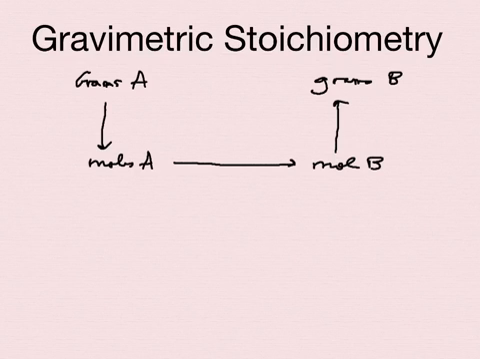Okay, the first kind of stoichiometry, besides the simple mole to mole we did a few minutes ago, or just shortly before you start this section, is gravimetric stoichiometry. Now, think about G, gravimetric, is going to involve grams. It's going to involve masses, essentially.